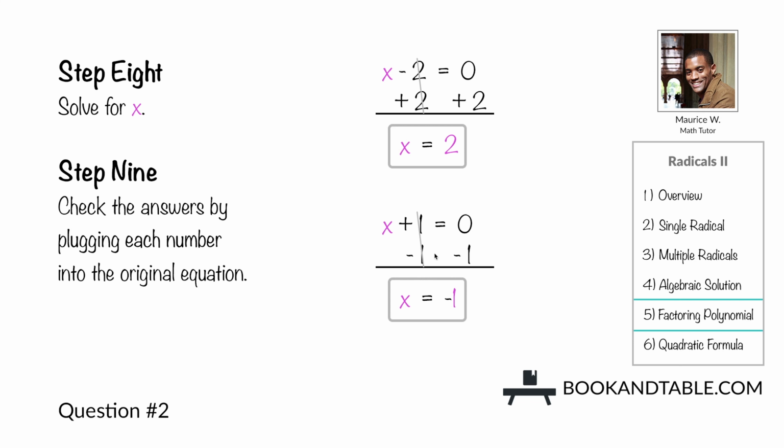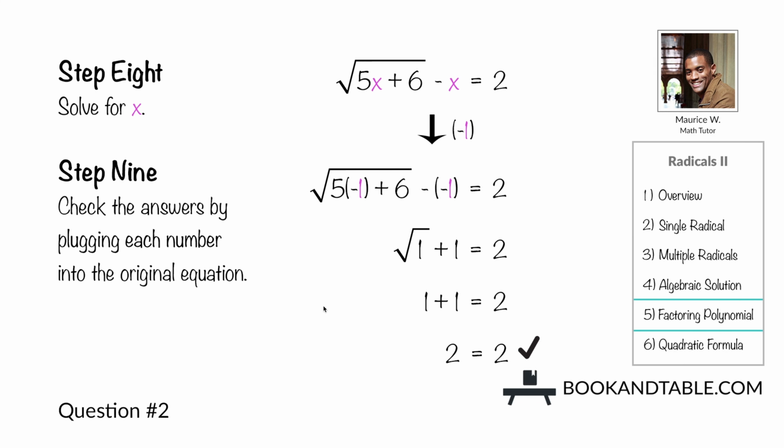So now we want to check the answers by plugging each number into the original equation. The square root of 5x plus 6 minus x is equal to 2. So let's first plug in negative 1 in both places where we see x. 5 times negative 1 is negative 5. Negative 5 plus 6 is positive 1. We have minus negative 1, so minus a negative gives you plus. The square root of 1 is 1. 1 plus 1 is 2. And since the left side, 2, equals the right side, which is 2, that confirms that x does equal negative 1.